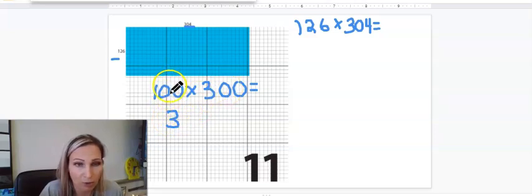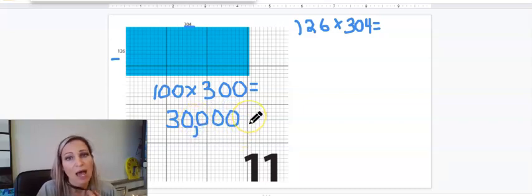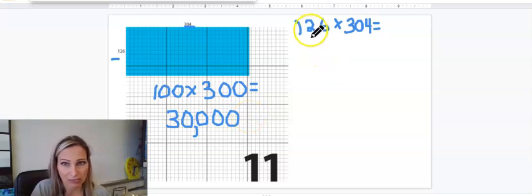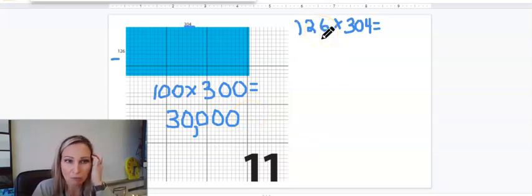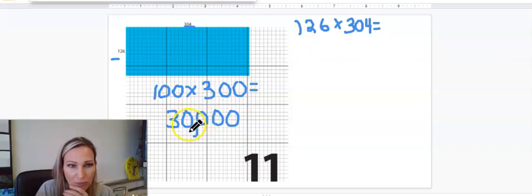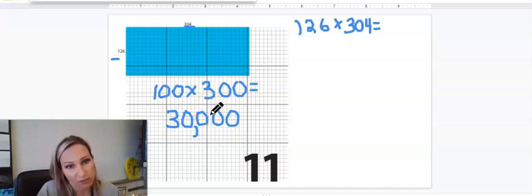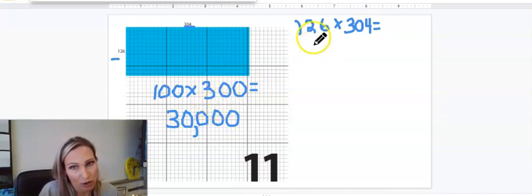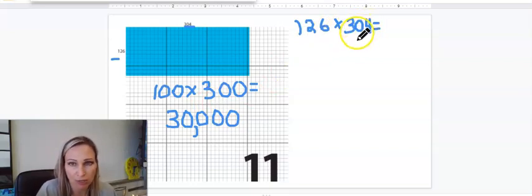Remember, I'm going to multiply by 100 for this one, so I add my 2 zeros, and for this one as well, because I need to multiply by 100 again. So I add my 2 zeros, and this becomes 30,000. I know it's not going to be exactly 30,000 because I rounded this down quite a bit. It went from 126 to 100. So my real answer is going to be larger than 30,000, but I know it needs to be somewhere in that range, okay? Now I want you to pause the video and figure out exactly what 126 times 304 is, and really think about what an efficient strategy might look like for this problem.